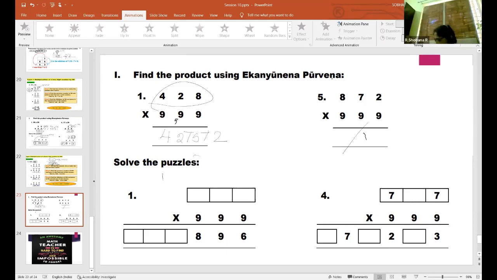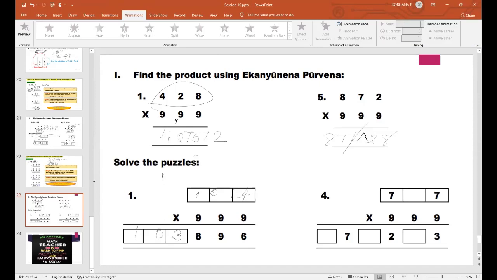872 into 999. The Nikilam of this is 128. Yes, 128. Here it is 871. And here already one part is given. It is 896. So what comes as the Nikilam of 896? 104. Yes, the Nikilam of 896 is 104. And so here it is obviously 103. Super.